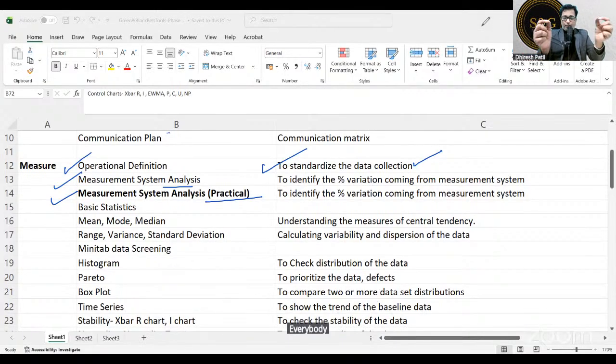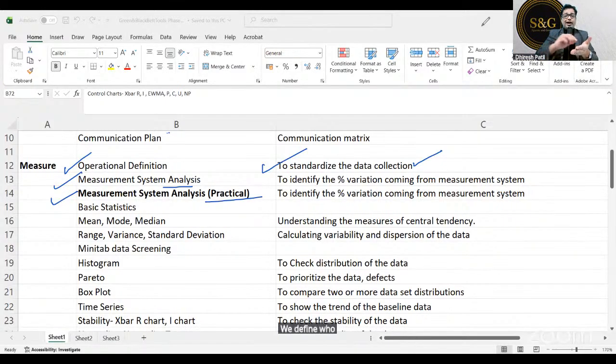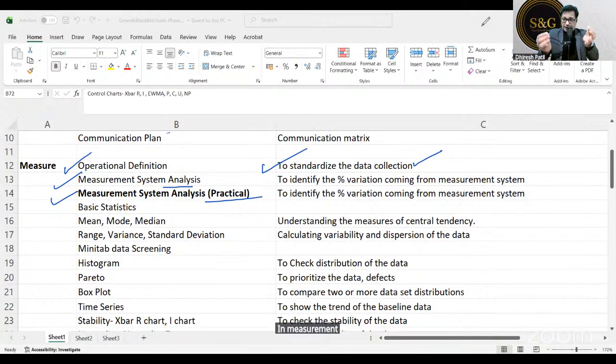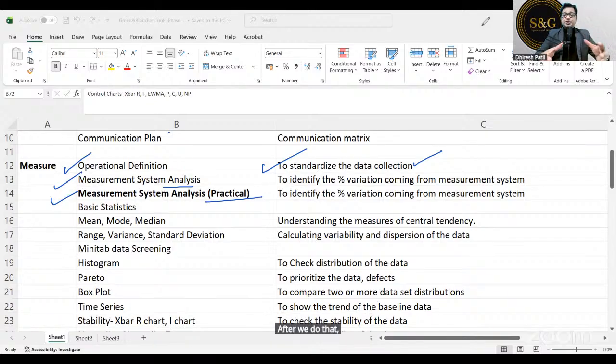Everybody clear? Operational definition is before we collect the data, we define who will collect the data, what data to be collected, what is the frequency, where it will be stored, everything. In measurement system analysis, before we collect the data, we analyze how much variation is because of the measurement system. After the measurement system is done and it is passed, then we actually collect the data.